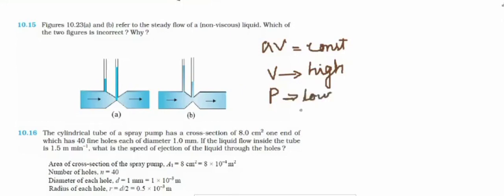Pressure low means, you can see this is just like a barometer. Pressure low means height of liquid should be low in the manometer. Okay, so this diagram is correct. Here it shows low pressure and here it shows high pressure. While in this diagram, we can see it is just opposite. So this diagram is wrong.